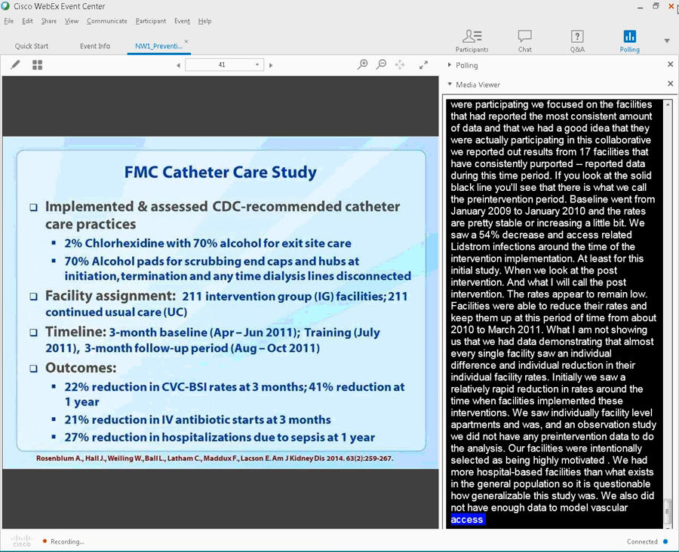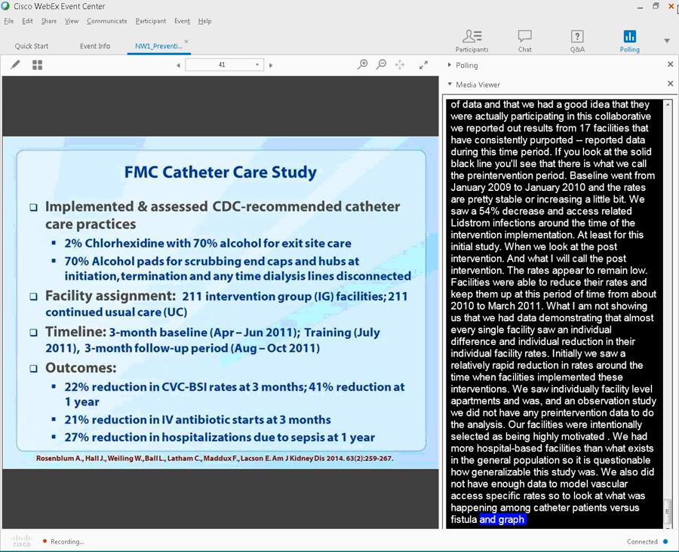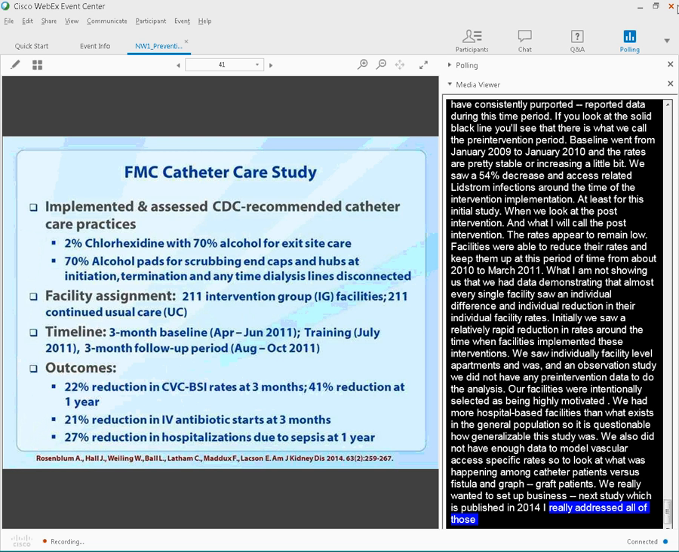And the reason that I listed out some of these limitations is not to slam our own study, but really to set us up for this next study, which is a Fresenius catheter care study that was published in AJKD in 2014 that really, I think, addressed all of those limitations and concerns that people might have had with our studies. So they implemented and assessed CDC-recommended catheter care practices, and these were the two that they focused on.